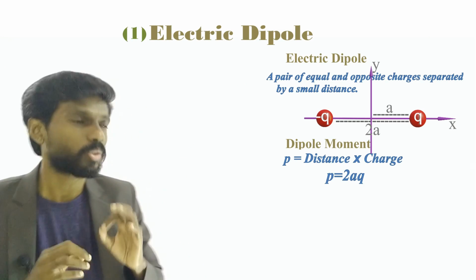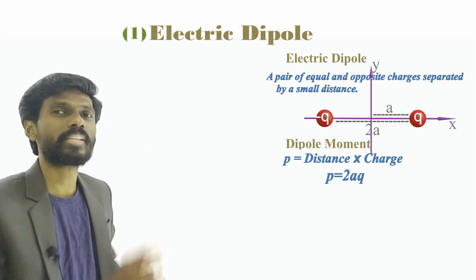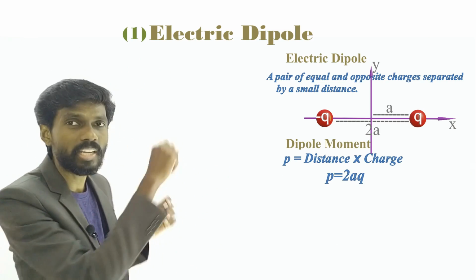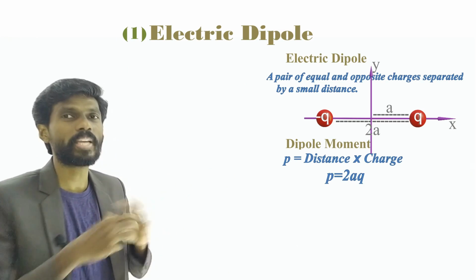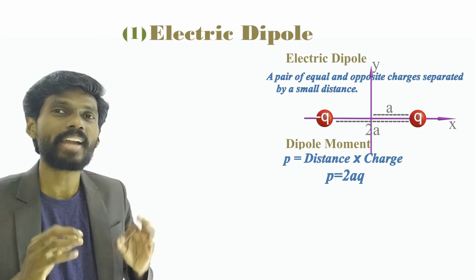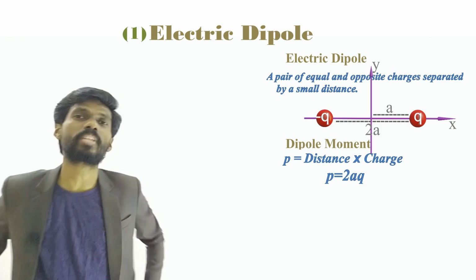Do you understand? So that is why we take this distance to be a and this distance to be a. So the total distance is 2a. But it doesn't matter even if you take the distance to be some d. So the formula will be d multiplied by q. So in any case, the distance multiplied by the charge is called a dipole moment. So this is the magnitude of the dipole moment.